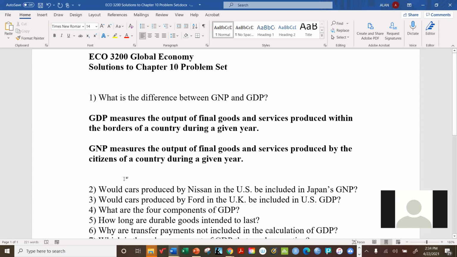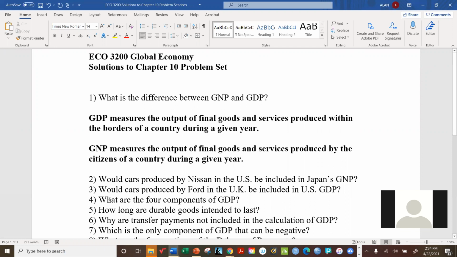Okay, so they're both equally valid measures of national income or national output. But for many decades, GNP was the preferred measure. But I think now most economists seem to think that GDP is the better measure. So, it's really kind of a matter of opinion because they both have advantages and disadvantages.